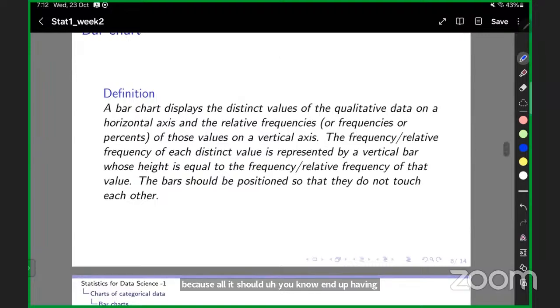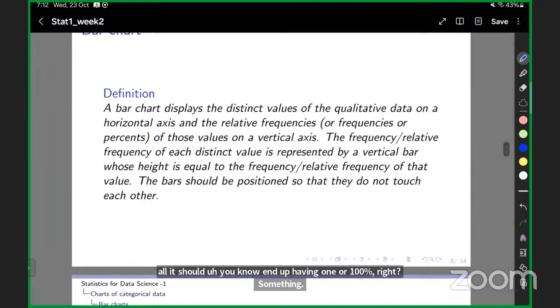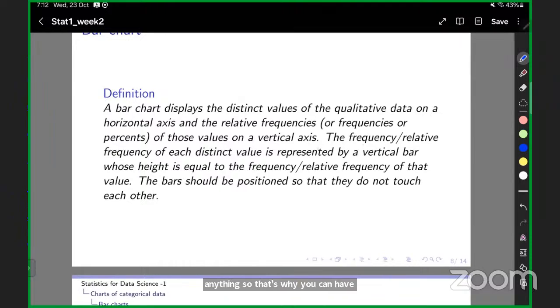More than 100% is not possible in a pie. But in a bar chart there is no restriction. You can go anywhere, so that's why you can have frequency also. Okay. So here, what you have to do is write on the vertical axis the values of something. Whatever you are measuring, let's say you are measuring count, you can mention that on the y-axis it will be count.